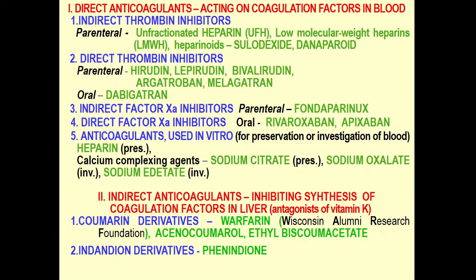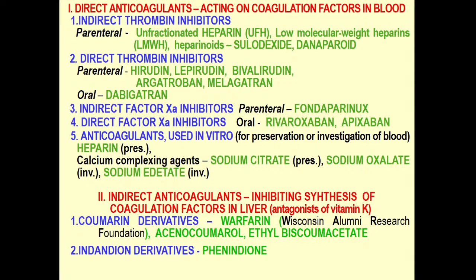Direct, because they interact with coagulation factors in blood, directly act on factors of coagulation. But we distinguish one more group, indirect anticoagulants, which inhibit synthesis of coagulation factors in liver. By the physiologic function, these are antagonists of vitamin K.